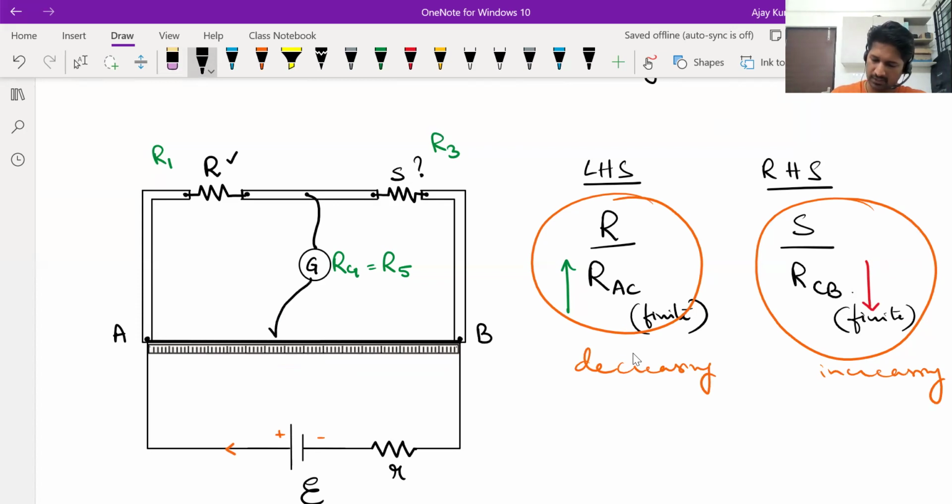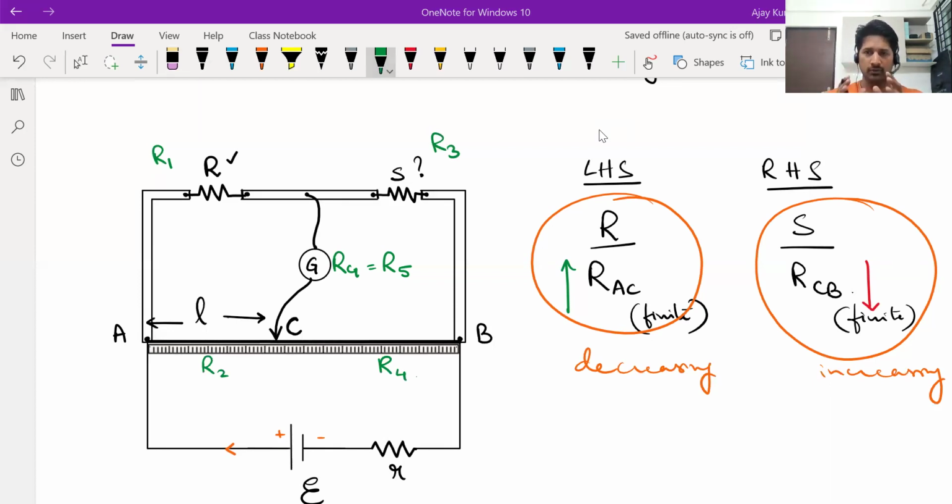There will be some distance from A. Let's call it L, at which if you connect the jockey, the ratio on the left hand side exactly equals the ratio on the right hand side. Do you all agree with this or not? Should there definitely be some point between A and B at which the ratio of resistances on the left hand side becomes equal to ratio of resistances on the right hand side? What do you say? It will be. Okay.